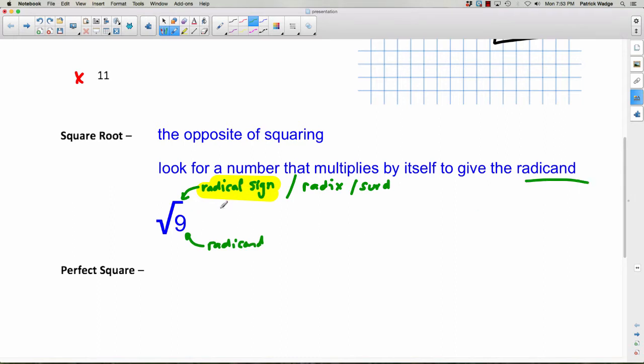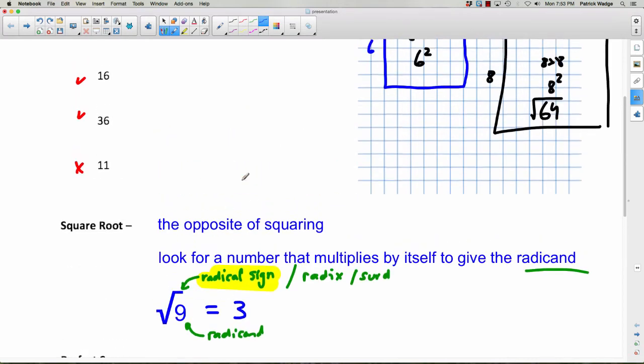So with a square root, what you're doing is you're looking for a number that multiplies by itself to give, in this case, 9. So you'd ask yourself, what's a number that multiplies by itself to give 9? Well, 3. 3 times 3 equals 9. So, in other words, the answer to this is 3.